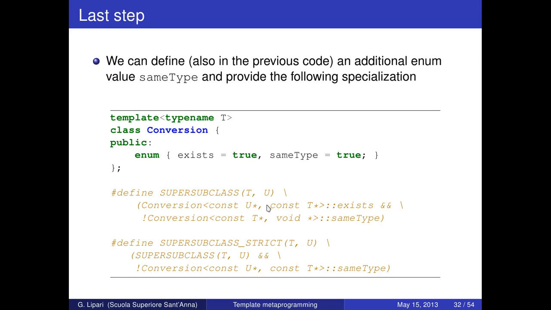So if U star can be converted into T star, and if T star is not the same as void star, because anything can be converted to void star, then a conversion exists. And super subclass strict TU is: if T is a superclass of U and U star and T star are not the same type, then the relationship is strict. Okay, so these two macros will tell us if T is a superclass of U, and if T is a superclass of U in a strict sense, so it's also going to check that T is different from U. Okay, so not very difficult at the end after you understand all the different steps. It's like building over and over.